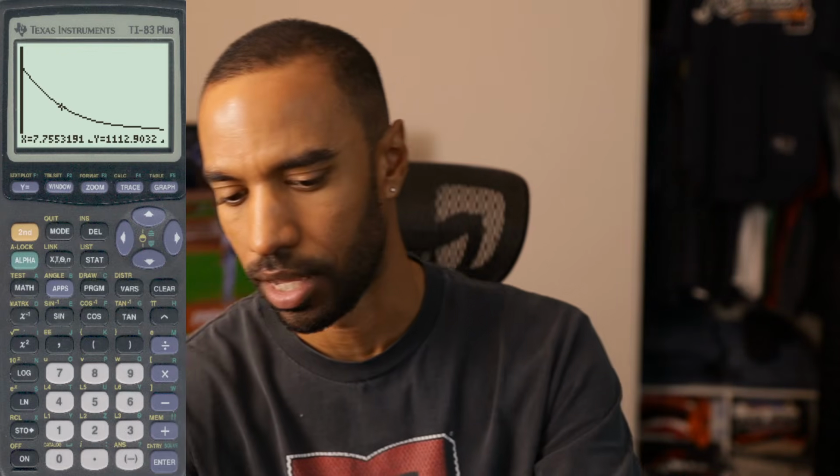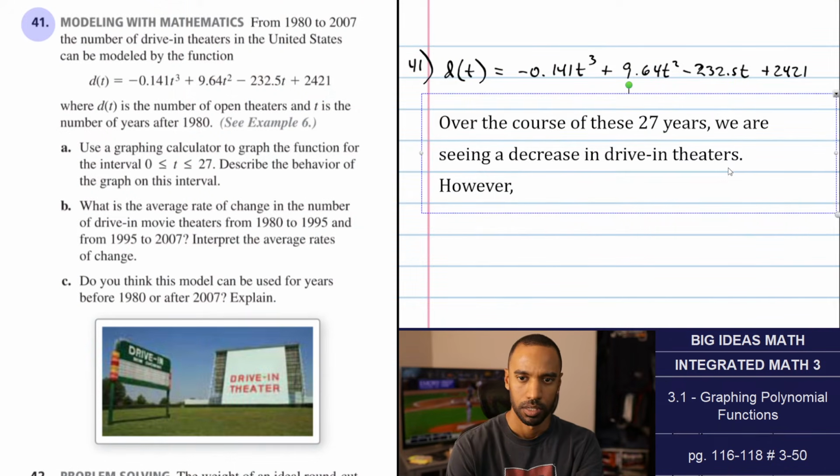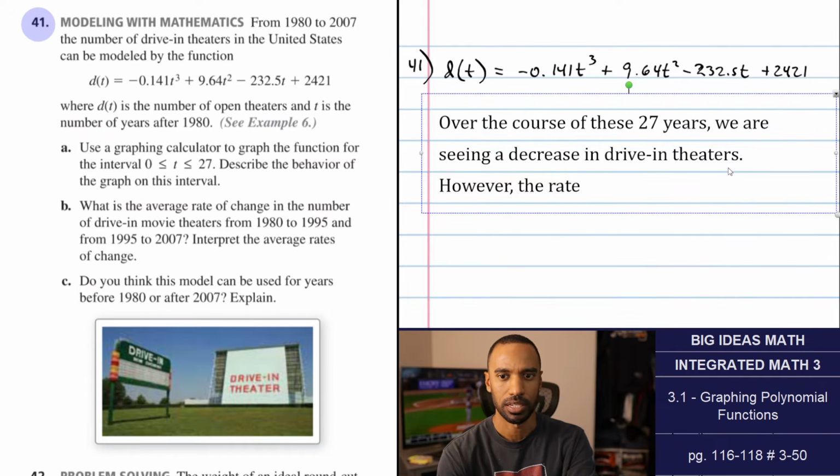It's kind of sharp there and kind of eases itself up. I'll just say that it eases up over time. So for the first whatever years, it's doing a little more so and then a little less so. It's kind of up to how you want to say that. However, the rate of decrease is slowing up over time.